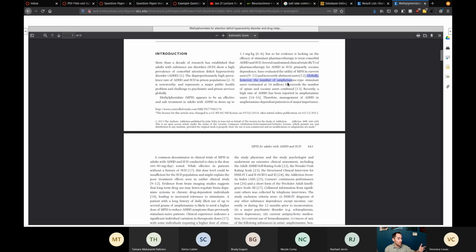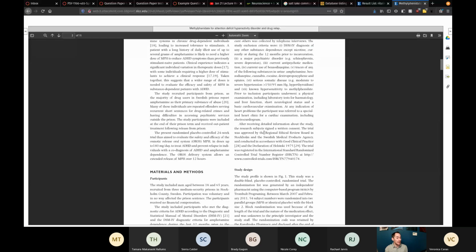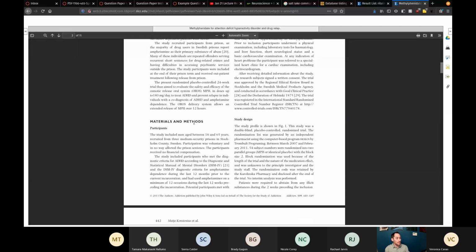See here, globally, the number of amphetamine-type stimulant users far exceeds the number of opiate and cocaine users combined. So that might be an interesting or relevant fact for you to use in your paper. You might need that information. So it gives you a lot of background in the introduction, and then the materials and methods.